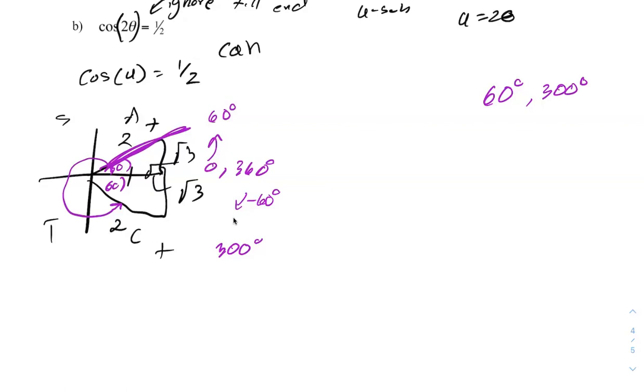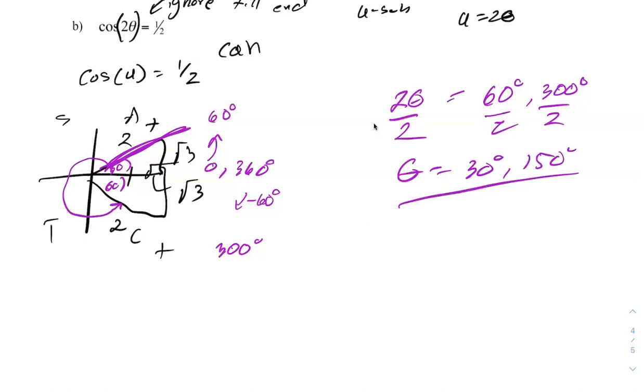So normally I'd be done, right? Like you're like, yeah, that's my answer. But remember, we ignored the 2 theta, or we did a u sub for 2 theta. Now we gotta go back, plug it back in. So all I did was find out what 2 theta equals. 2 theta equals 60 and 300. So how do I solve this? Well, divide by 2. So theta equals 30 and 150.